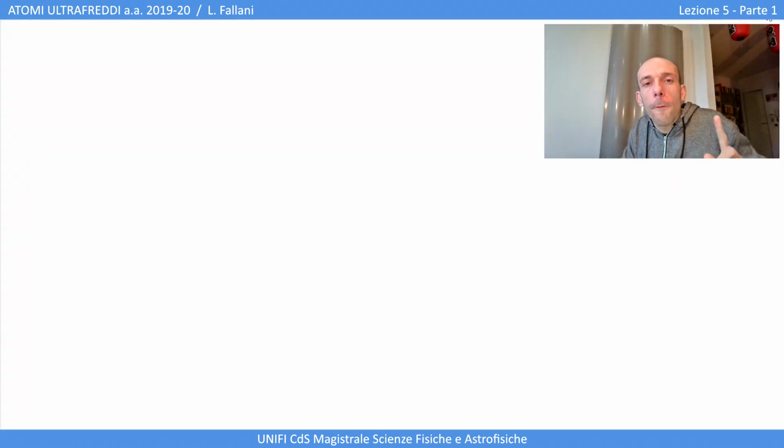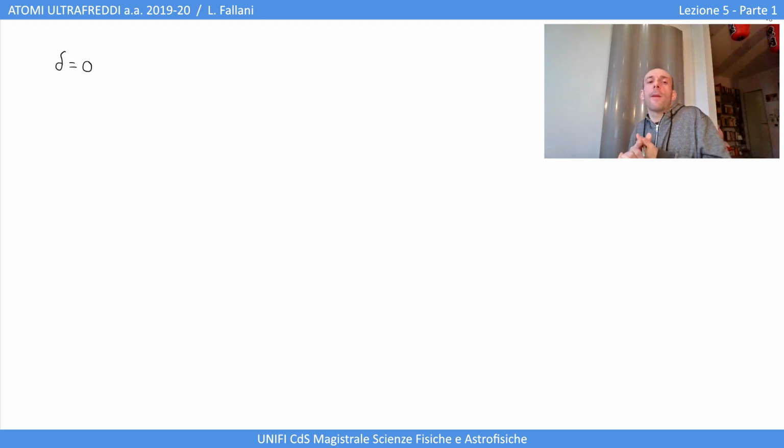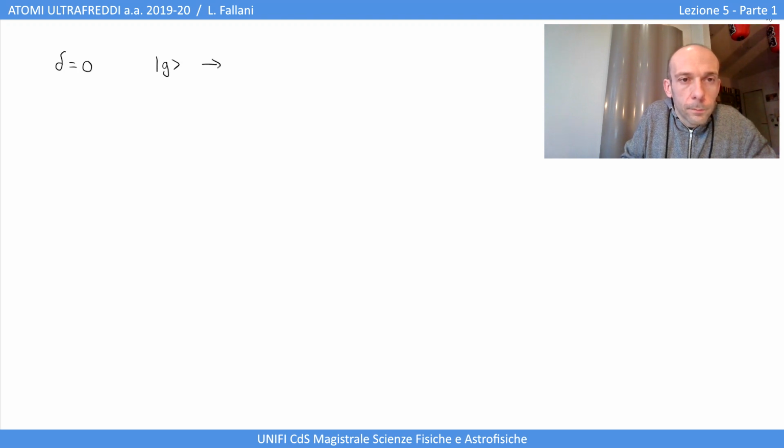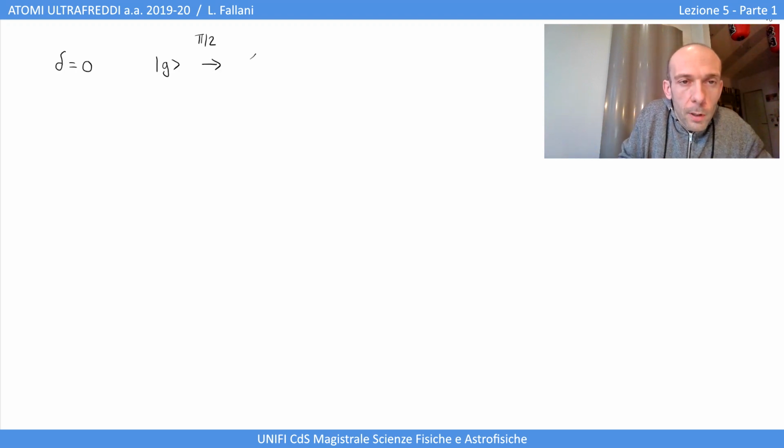Okay, so first interpretation of a Ramsey process. If you are on resonance, delta is equal to 0, what happens? The atoms are initially in the ground state, G. Then, after the first pi-half pulse, this pulse will produce a superposition of ground and excited state. This superposition will be 1 over square root of 2 (G minus iE). We have reviewed that in the previous part.